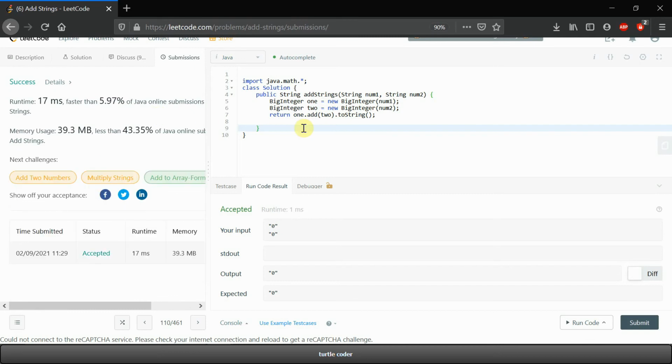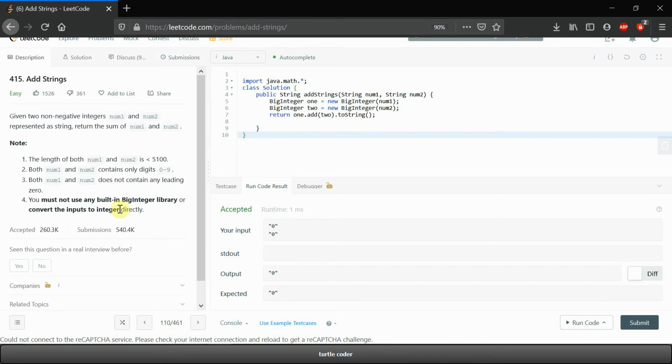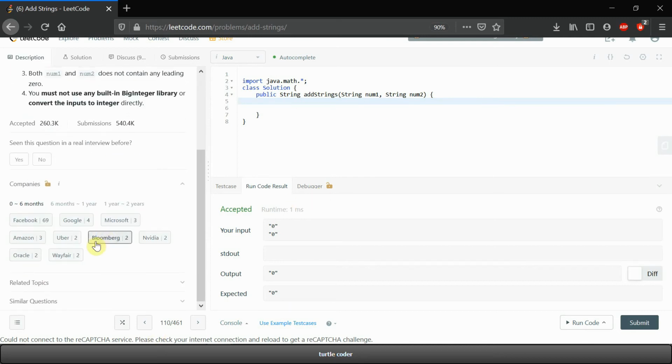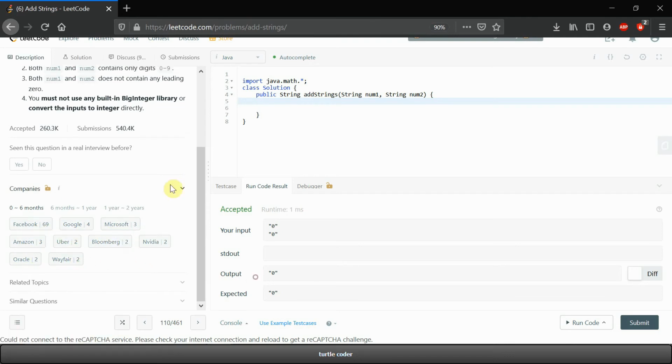Yep. So over here the naive solution can be to use the big integers, but that's not what we wanted. In the description they have said, or the interviewer can ask you, not to use the big integer library. So what can we do from here is let's rethink what we want to do. And this question has been asked in Facebook 69 times, Google, Microsoft, Amazon, Oracle. It's a frequently asked question.